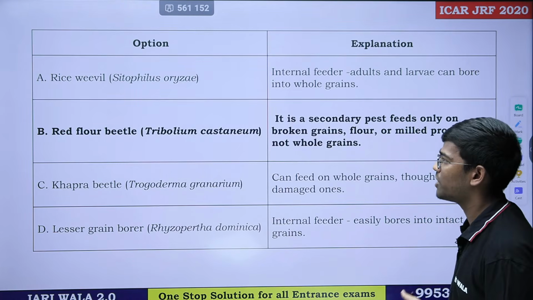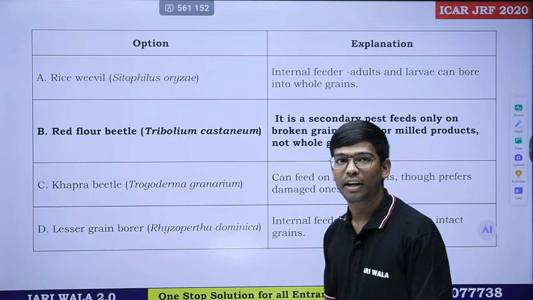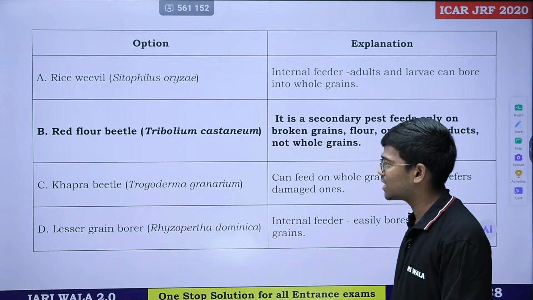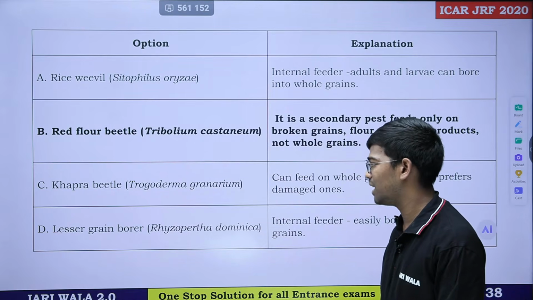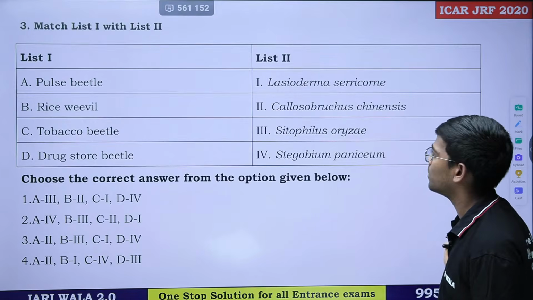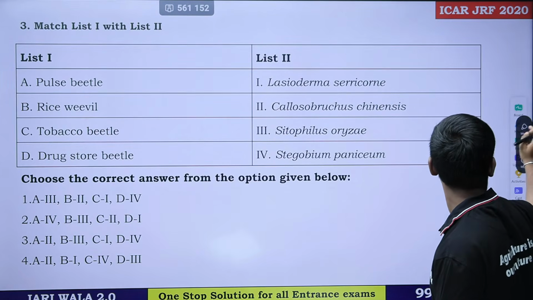So here is the explanation. The first one is the rice weevil, Sitophilus oryzae. Then after that the red flour beetle, that is Tribolium castaneum, khapra beetle, that is Trogoderma granarium, lesser grain borer is Rhyzopertha dominica. This all we know. Then here one more.